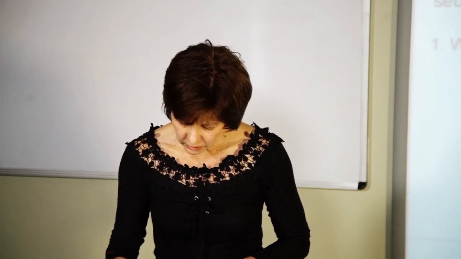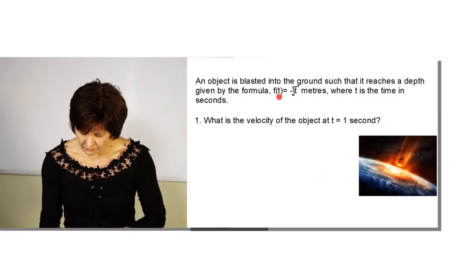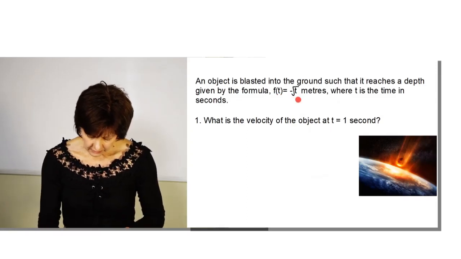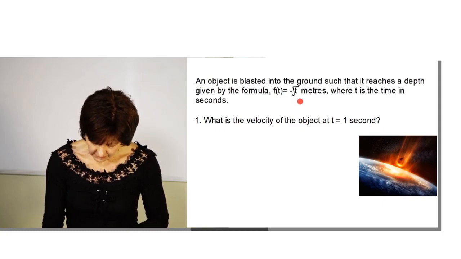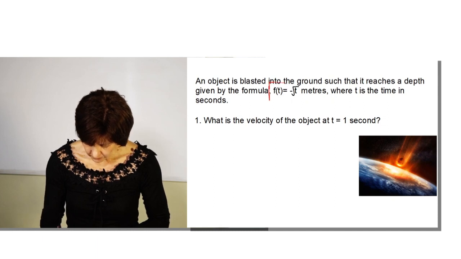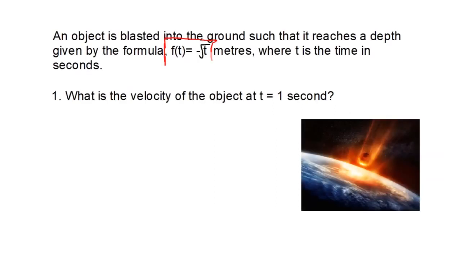The next example is about an object blasted into the ground such that it reaches a depth of f(t) meters, where t is the time in seconds. So here the depth is described by this formula. What is the depth? The depth is the distance it is going into the ground, downwards. So it's actually the distance. Let's put the depth.